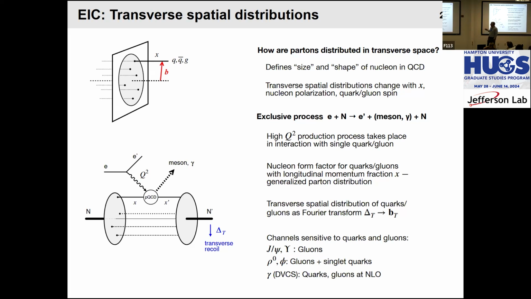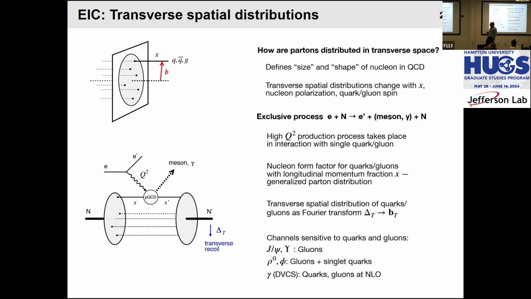And also these transverse spatial distributions change with x in a characteristic way. They also change with the nucleon polarization. They change with the quark and gluon spin. And so all this tells us about aspects of dynamics in the system in a certain way.